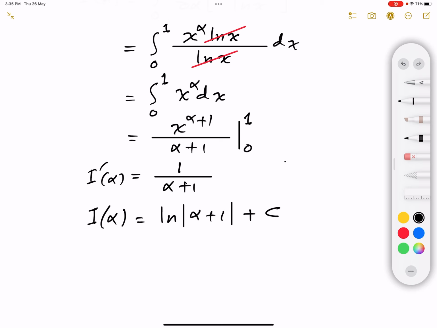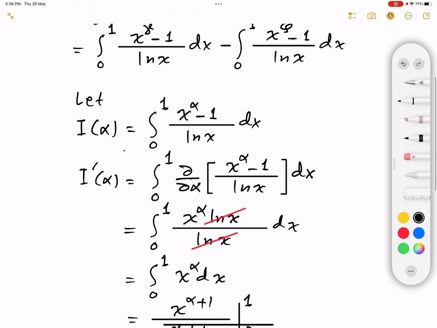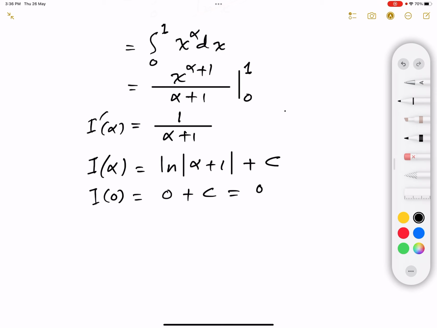So for alpha equals 0, that is going to give us the natural logarithm of 0 plus 1, which is basically 0, plus C. And we need to evaluate I(0) from the original integral, substituting 0 for alpha, which gives us x^0, which is 1, and 1 minus 1 is 0, so this whole integral is going to give us 0. That makes C equal to 0. And from that we can conclude that I(α) is the natural logarithm of the absolute value of (α+1).